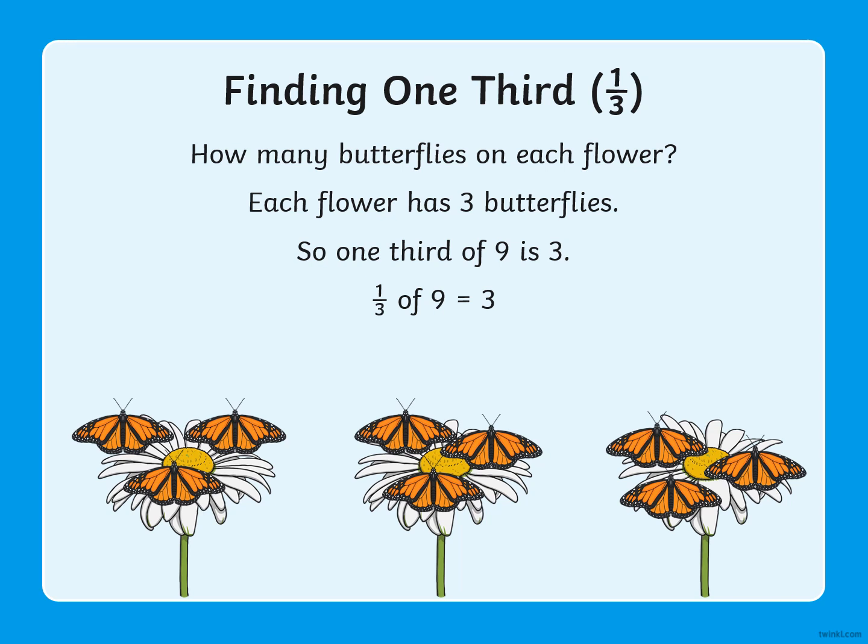So remember, I said the bottom number, this bottom 3, is telling us how many groups there have to be. 1, 2, 3, remember? But the top number is telling us which groups we are looking at, and we're only going to be looking at 1 group. Okay, so 1 group of 3 of the 9 equals 3, because there's only 3 butterflies on that flower.